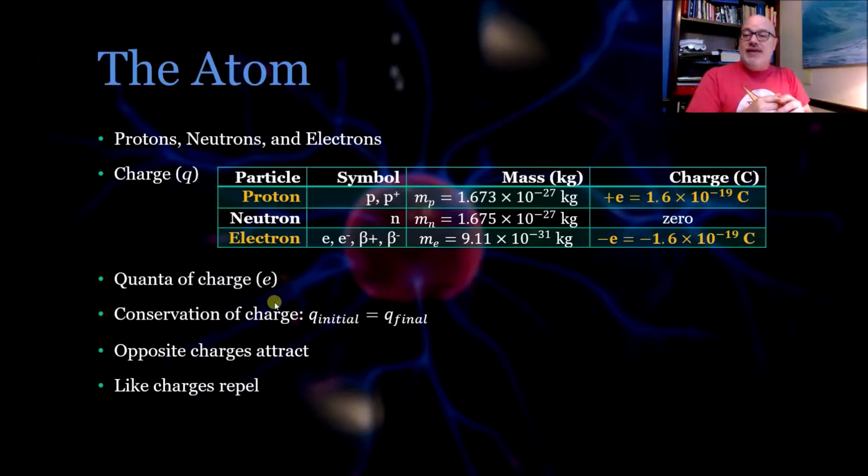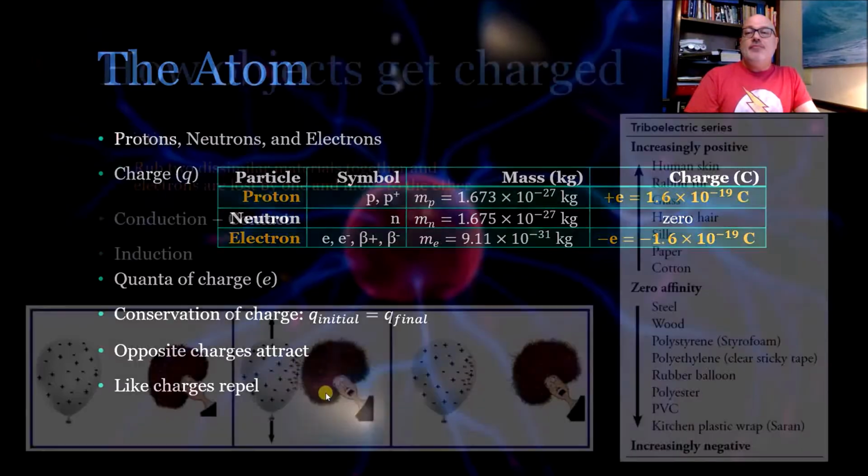But the key thing is that the charge that we start with, Q initial, has to be the same as Q final. They don't just disappear. So the amount of net charge we begin with is the same as the amount of net charge we end with. This is one of the pillars of static electricity. Okay, opposite charges attract and like charges repel, which you should already know.